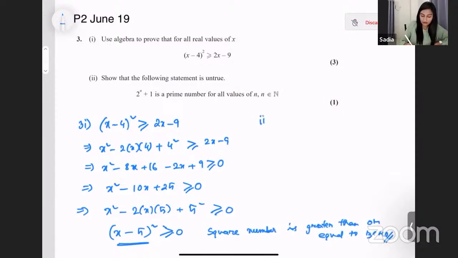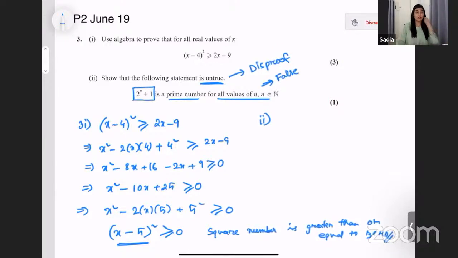Next, we have 3.2, where we need to prove 2 to the power n plus 1 is a prime number for all values of this. Show that this statement is untrue, as in we are trying to disprove this statement. You need to prove that this statement is not true. The statement is false. That's what we are trying to do.